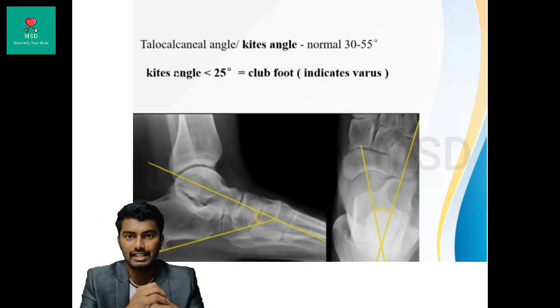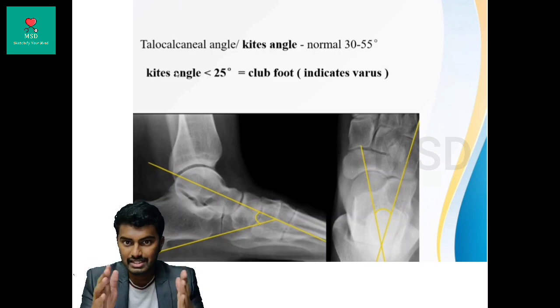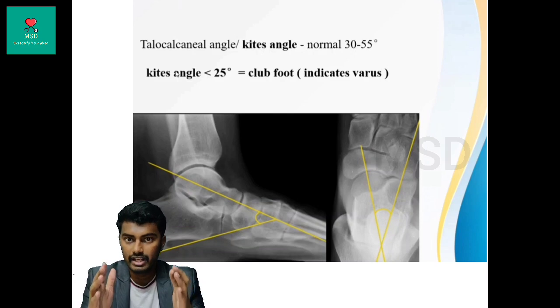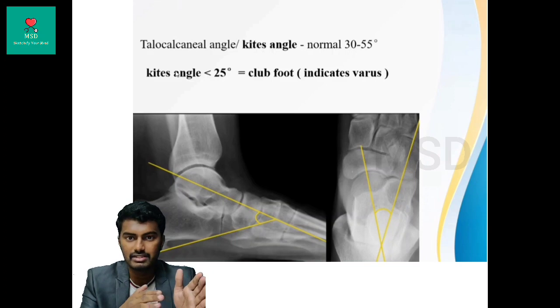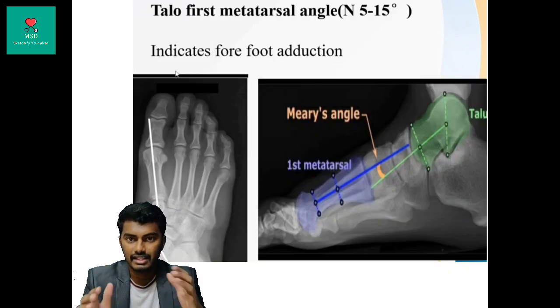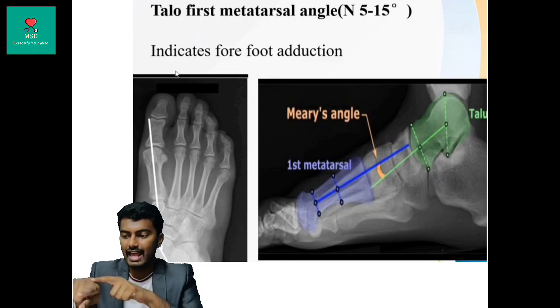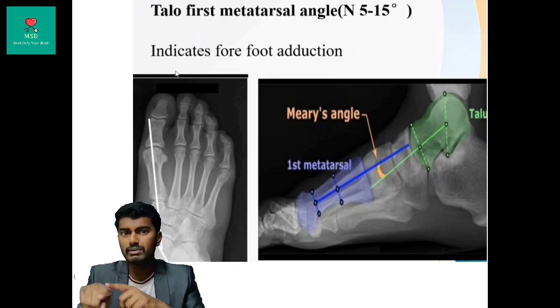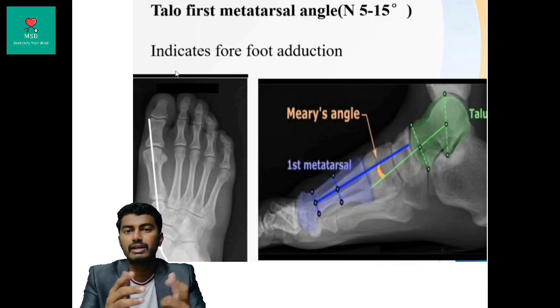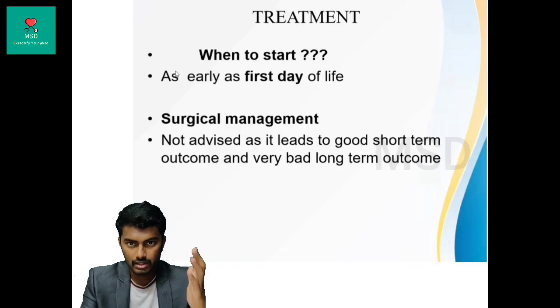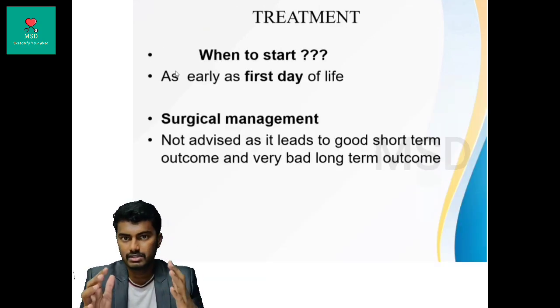So that is the radiological assessment, and then comes the PG point of view, which is the talocalcaneal angle, also called the Kite's angle. This angle is normally drawn between the talus and the calcaneum. This angle varies between 30 to 55 degrees. When the Kite's angle is less than 25 degrees, it indicates a varus. Then comes your Meary's angle, which is the talo-first metatarsal angle. Normally, this is between 15 to 5 degrees. When this is reduced, the deformity is equinus. So coming to the investigation point of view, then comes our treatment.